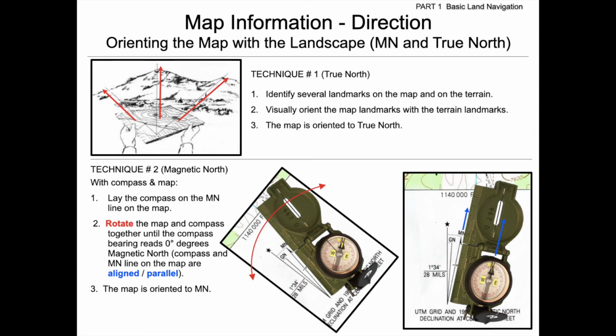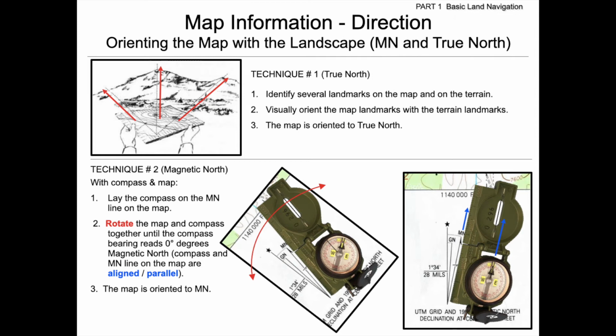All right, moving on to orienting the map with the landscape. So we talked about if you have your protractor, it's not necessary to orient your map. Now we're going to talk about how to actually orient your map, which is that reference. You can see the picture there in the top left. He's trying to orient his map to terrain features, right? That's called, your technique number one is you're orienting to true north.